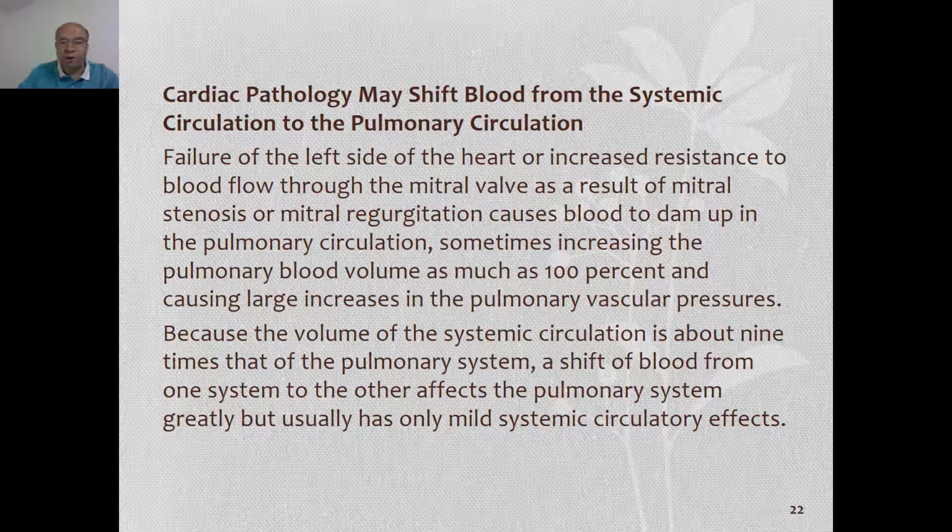Because the volume of the systemic circulation is about 9 times that of the pulmonary system, a shift of blood from one system to the other affects the pulmonary system greatly, but usually has only mild systemic circulatory effects.